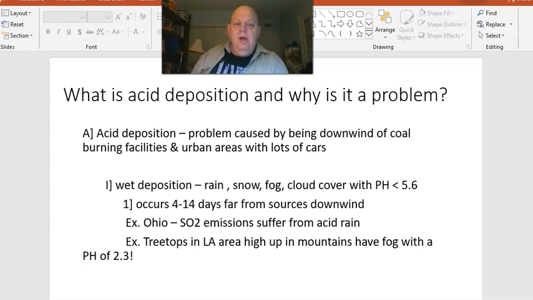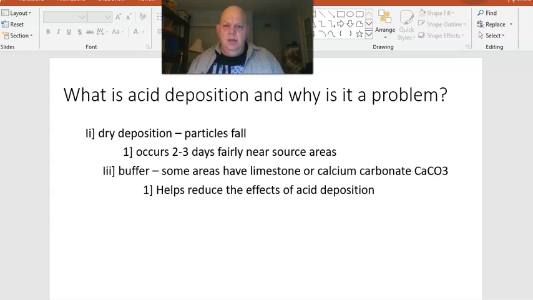Now, I want to mention acid fog in Southern California. Treetops in LA, areas high up in the mountains, have a fog with a pH of 2.3. It's an extreme, but that does happen. And again, this is a problem. We have a lot of cars in LA and we do give up a lot of pollutants. But your number one source for acid deposition like this is burning coal. You're getting SO2 emissions from there. And we move on. There are other forms of acid rain as well.